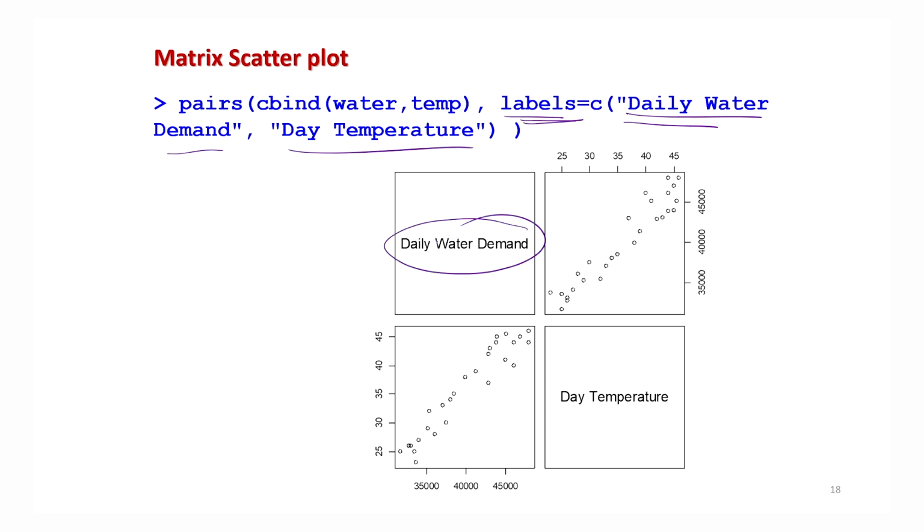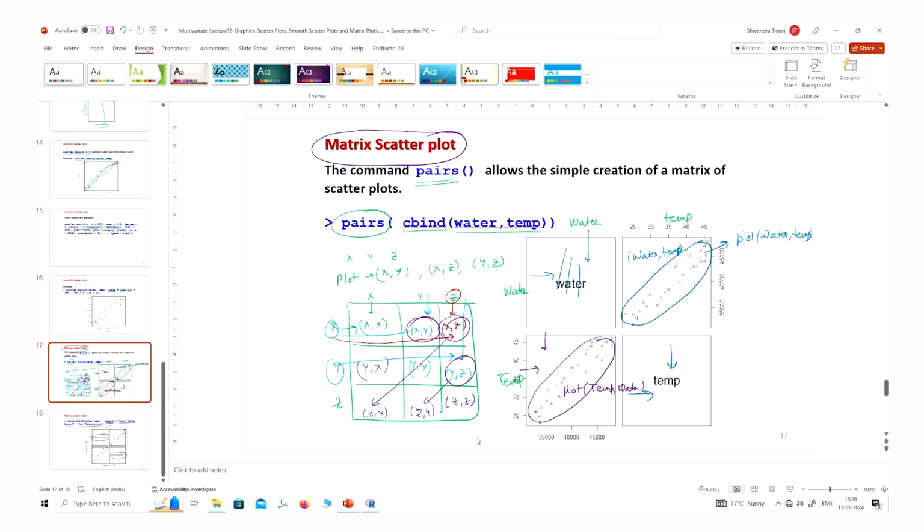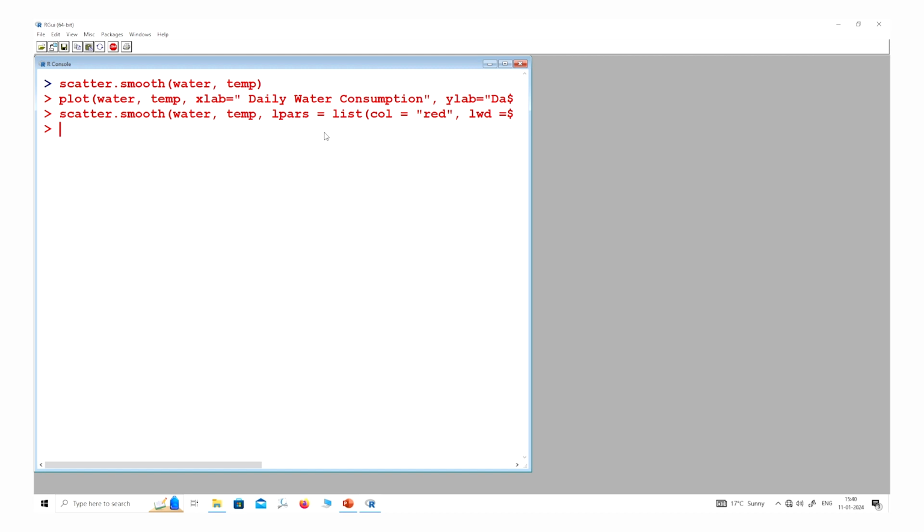So instead of water and temperature, you are getting here daily water demand and day temperature. Similarly, you can write down here the main title, you can choose the values on the x and y axis, etc. All those things can be done exactly in the same way as you used to do earlier. So let me first show you this on the R console, and then I will conclude this lecture.